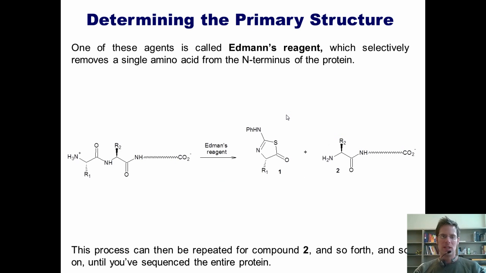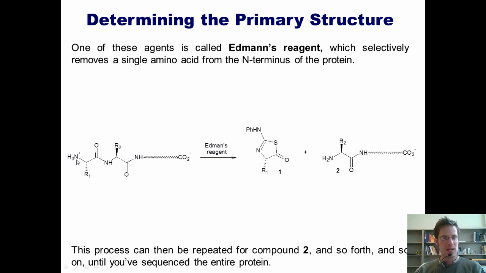Now, there are numerous agents that we chemists can use to break proteins apart for chemical analysis. One of these is called Edman's Reagent, which selectively removes a single amino acid from the N-terminus of the protein. Now, we can see that in the overall reaction here. I have a peptide drawn here, which could be dozens or even hundreds of amino acids long.